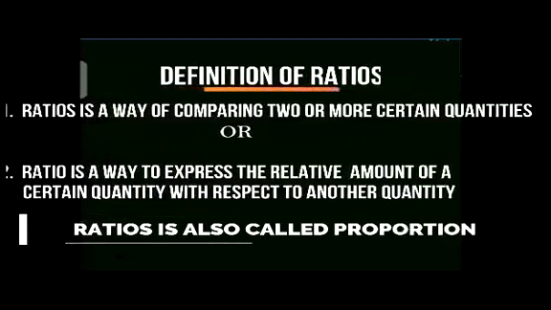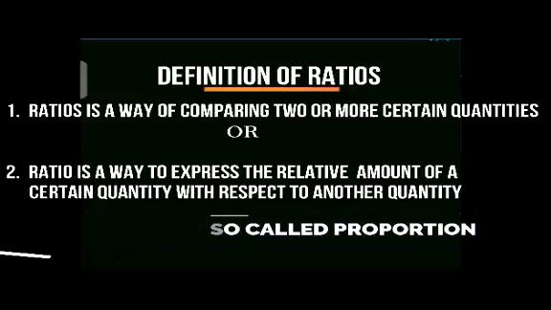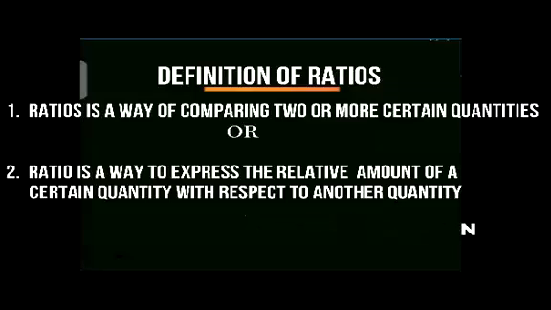The first one is the definition of ratios. Ratio is a way of comparing two or more certain quantities. Whenever we need to compare two or more certain quantities, we use ratio. Or better still, we can define ratio as a way to express the relative amount of a certain quantity with respect to another quantity. So in a nutshell, a ratio is a proportion. In summary, a ratio is a way of comparing two or more quantities, or a way to express the relative amount of a certain quantity with respect to another quantity.